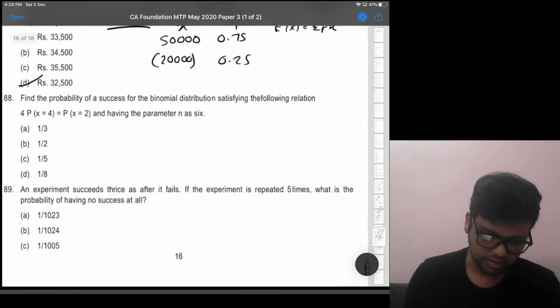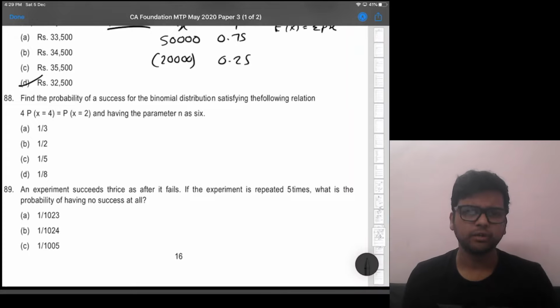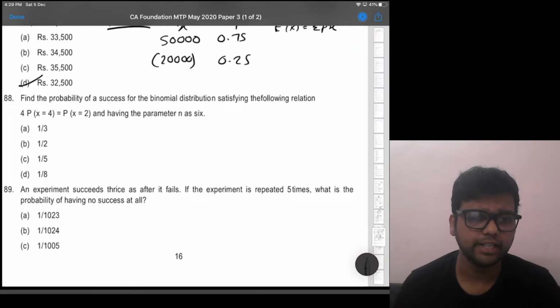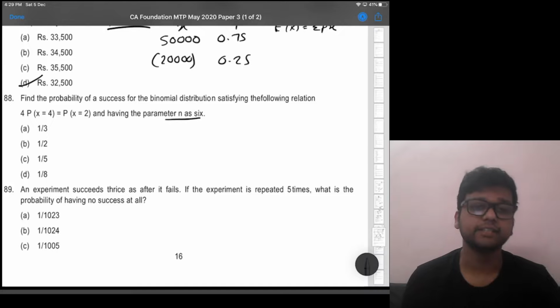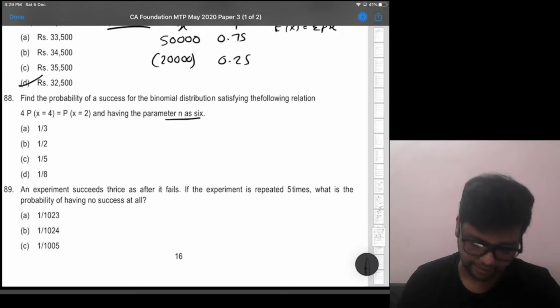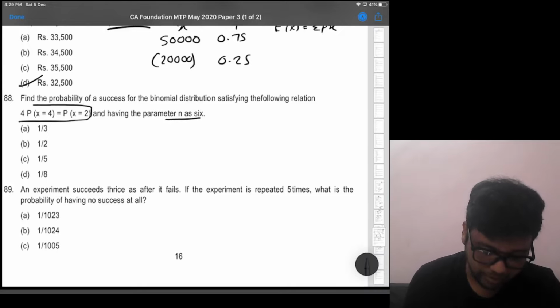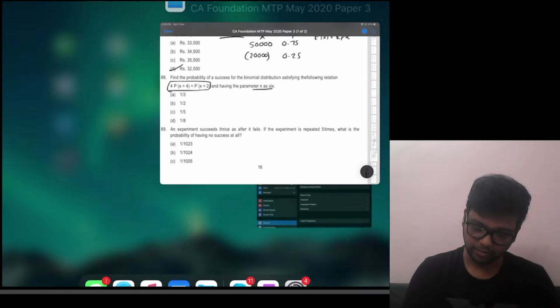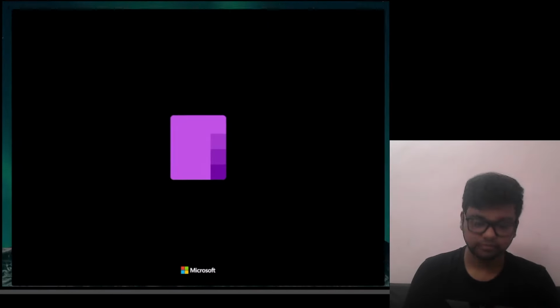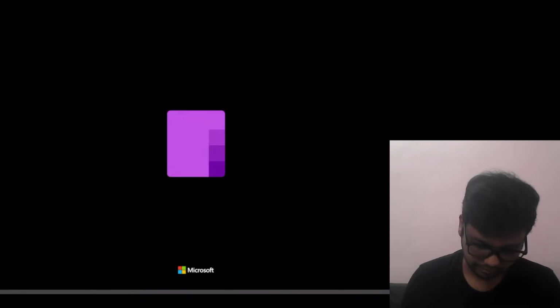Next, find probability of success for a binomial distribution satisfying the following relation and having parameter n as 6. Okay, now this is going to be a bit lengthy, because we have to form an equation from this. So let's try to form an equation. Just a second.